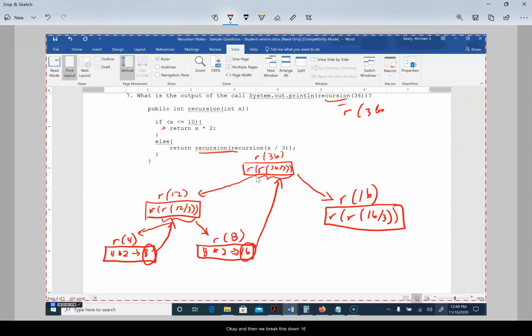Okay, and then when we break this down, 16 divided by 3 gives me my R5. Okay, so 5 is less than or equal to 10, so I got 5 times 2, and that is 10. Okay, this 10 gets shoved back up into here, which is this base case right there. So that brings us down to R10.